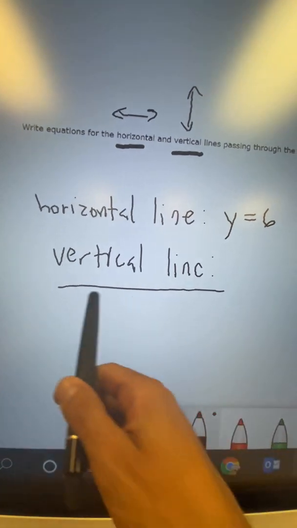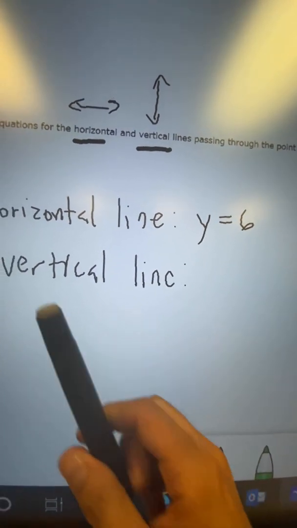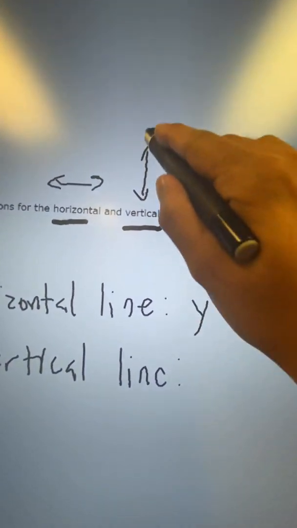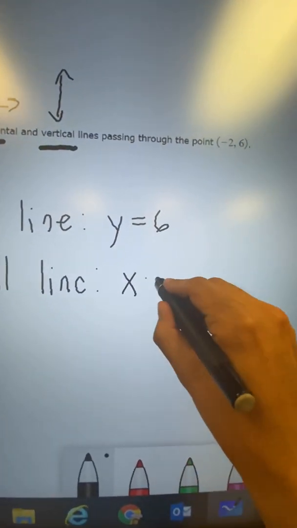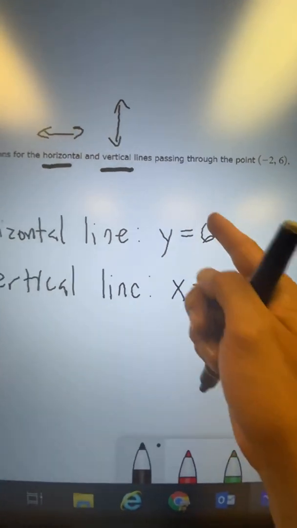So for my vertical line, let me just erase this so you don't confuse yourself with the horizontal. My vertical line, again, remember that goes up and down. My equation is X equals -2. And that's it. Those are your two equations.